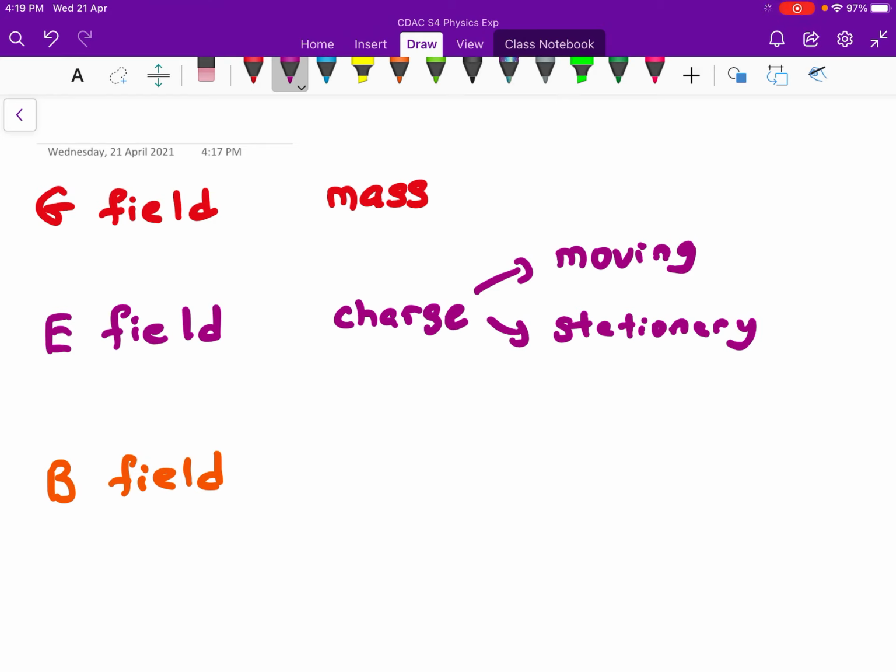But for magnetic field, there's a symbol called B, B field. For magnetic field, this charge must be moving. So this charge must be moving in order to experience a force.